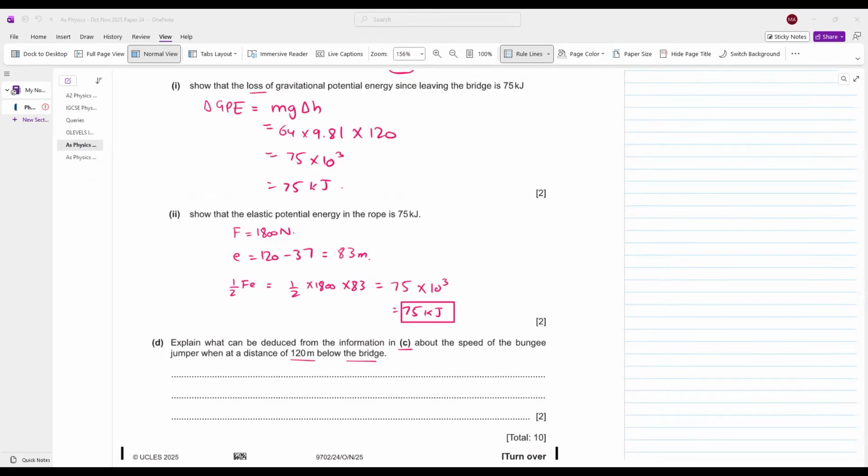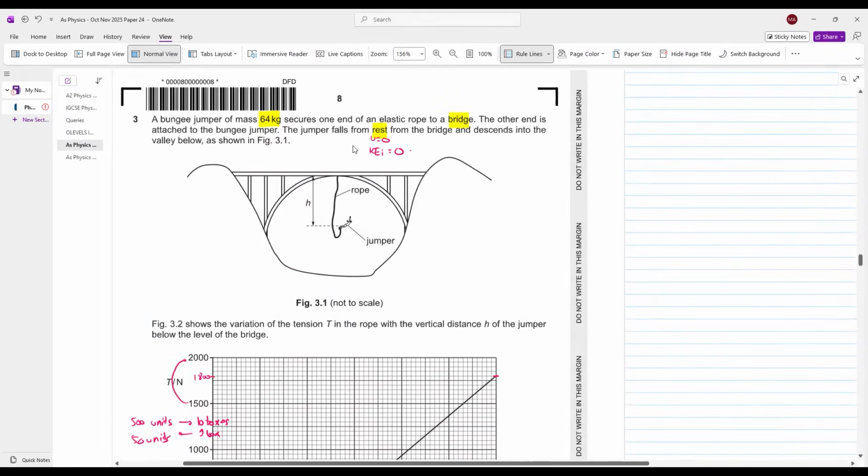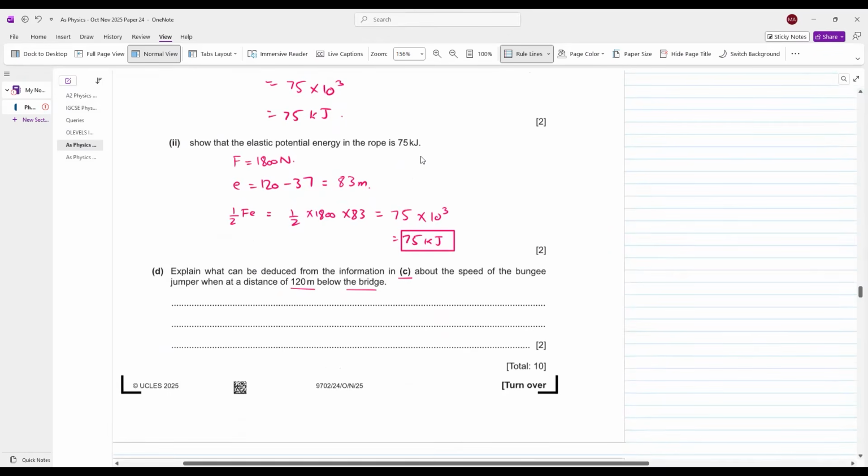Your speed is zero. बेटा आपका बंजी जंपर स्टार्ट रेस से कर रहा था. At 120 meters, there is no change in kinetic energy, hence the kinetic energy still remains zero. Your bungee jumper is at rest at 120 meters. So इसको लिख लो. You can write it here.